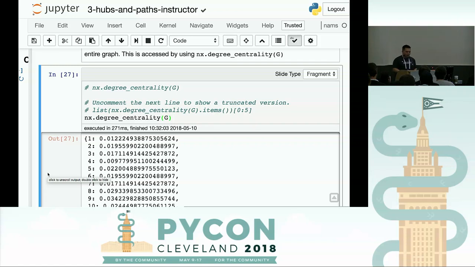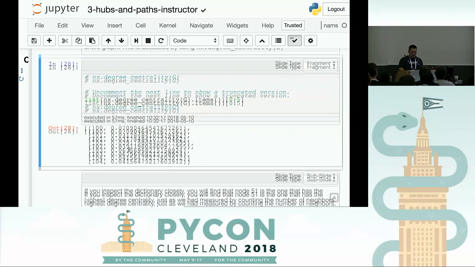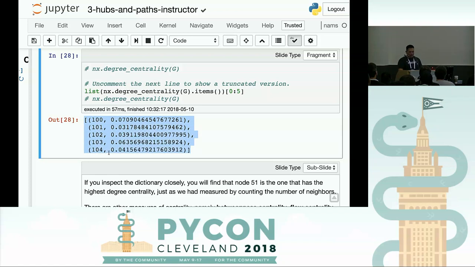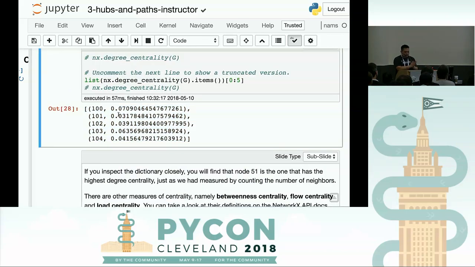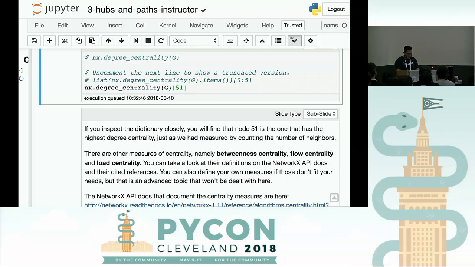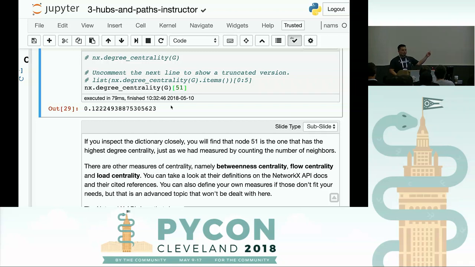All right? So then if we want to pick out just the first five in the list, we can turn it into a list, remembering that dictionaries are not necessarily ordered, and then we'll get back something like that. So we will look at the first five in there. If you look carefully at the degree centrality of node 51, so let's do nx.degree_centrality of node 51, you should get something that's really high relative to the rest of the nodes.